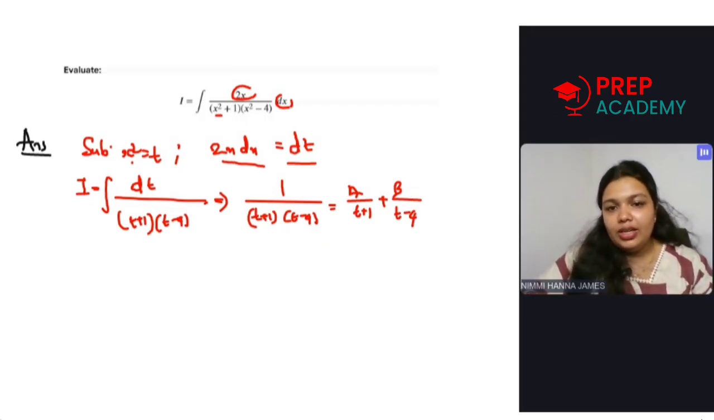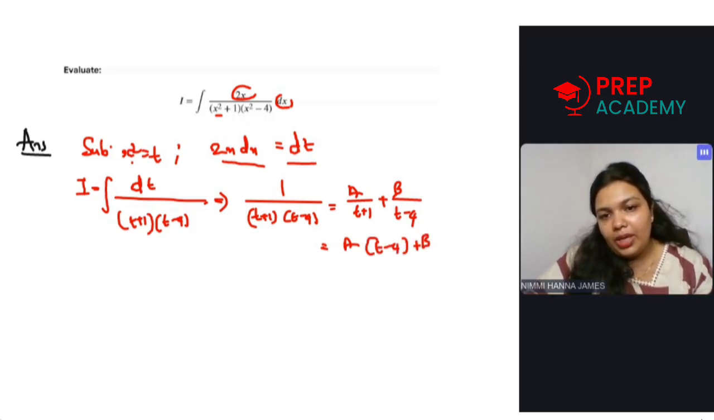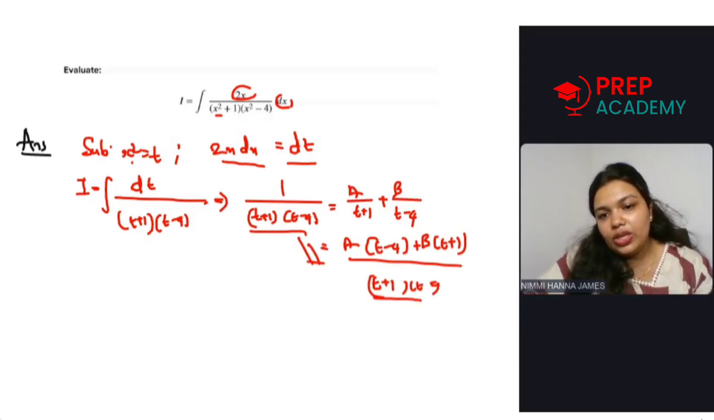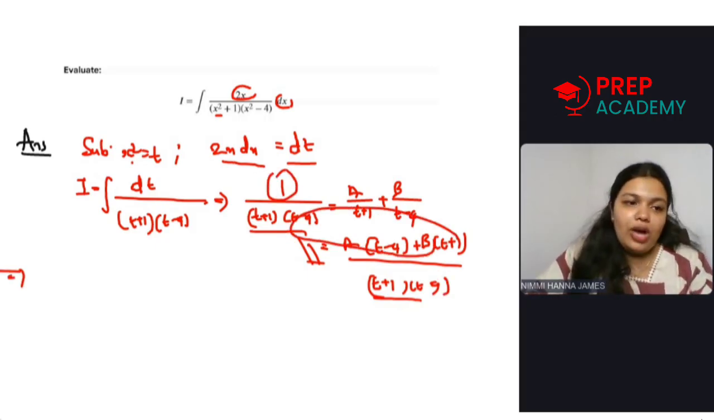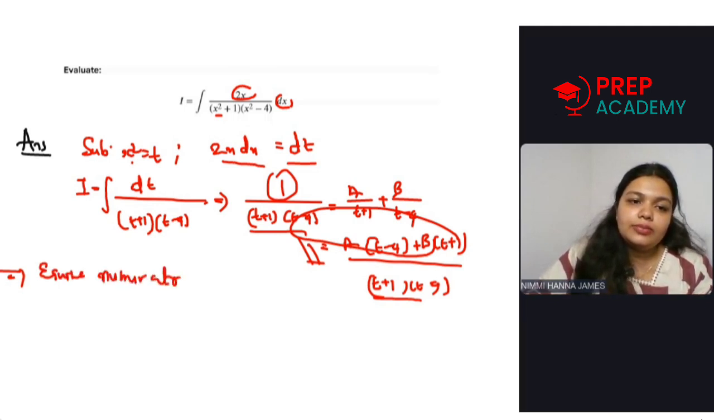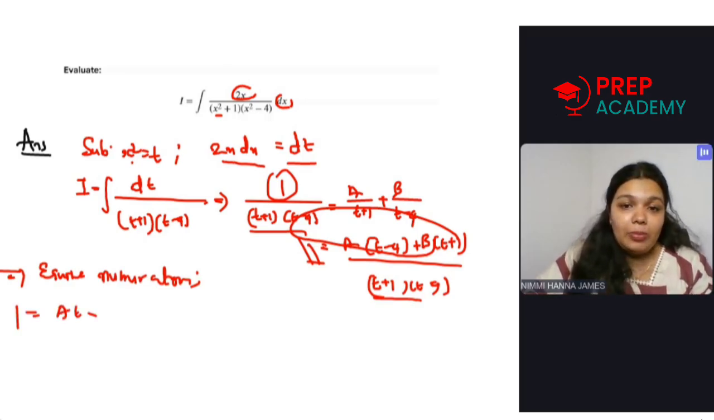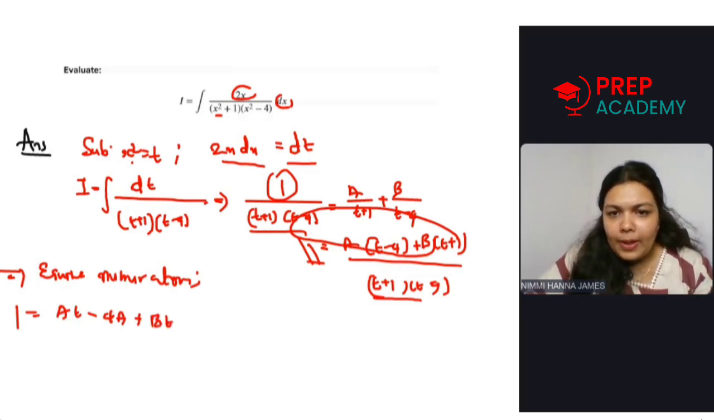Now what's the next step? We are taking the LCM, that is a into (t minus 4) plus b into (t plus 1) by (t plus 1) into (t minus 4). Since these are equal and the denominators are also equal, the numerators of the left side and the right side are equal. So I'm going to equate numerators. So 1 is equal to, opening the bracket, at minus 4a plus bt plus b.